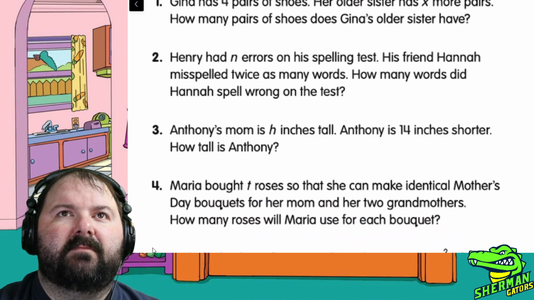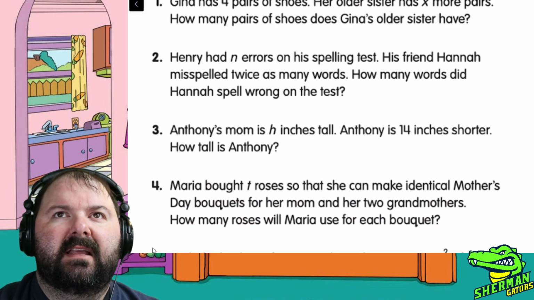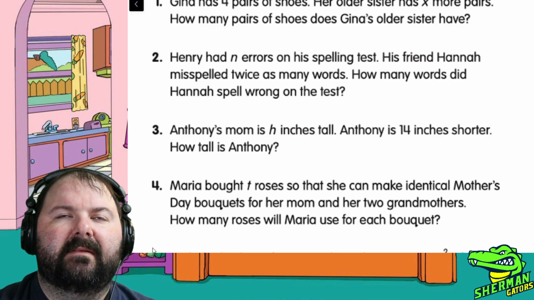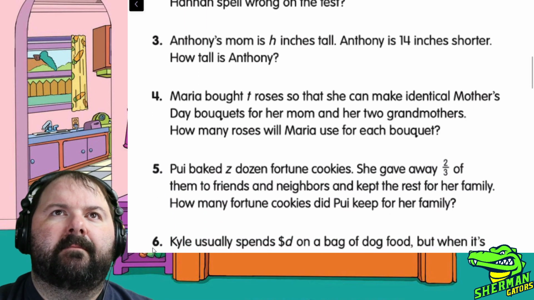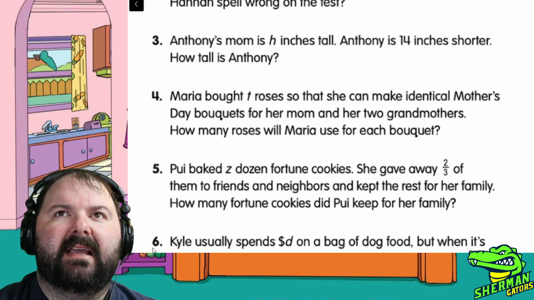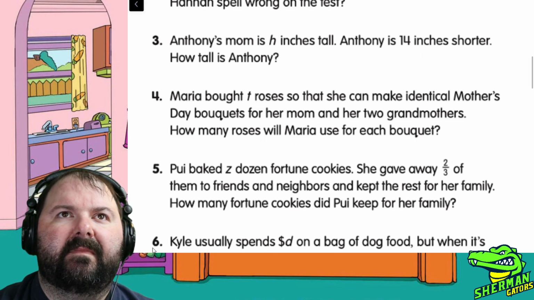Number 3, Anthony's mom is H inches tall. Anthony is 14 inches shorter. How tall is Anthony? Number 4, Maria bought tea roses so that she can make identical Mother's Day bouquets for her mom and her 2 grandmothers. How many roses will Maria use for each bouquet?